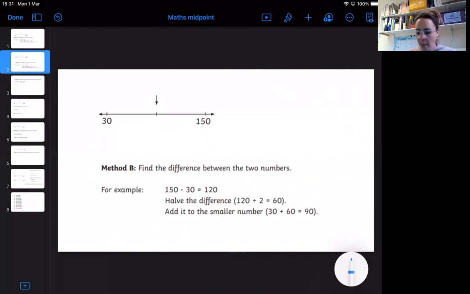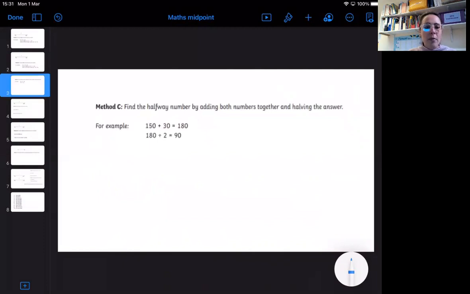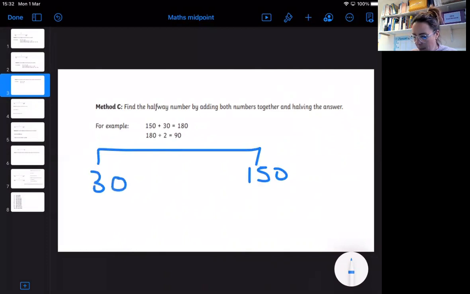Let's have a look now at method C for working out the midway, the halfway point between two numbers. You can work them out by adding both numbers together and then halving the answer. Let's have a look and see how that translates. So the number line we were looking at had 150 and it had 30. So you're going to add those two numbers together. You can do that by drawing deans, you can do it by using a number line or by using column addition. You have all these tools in your tool belt ready to use.